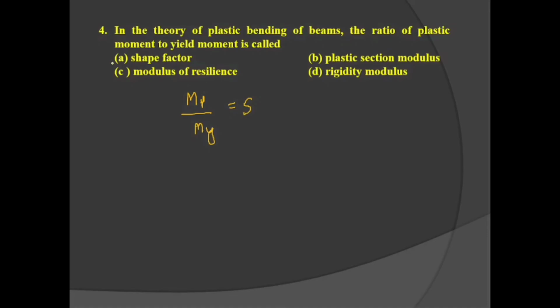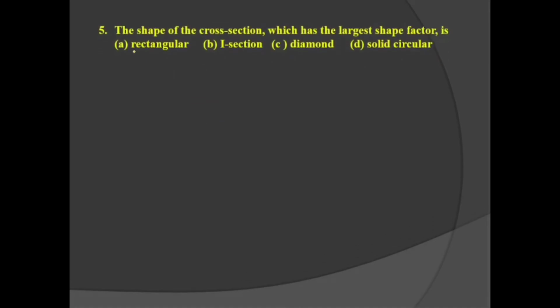Okay, so option A is correct. Now question number 5: the shape of a cross section which has the largest shape factor. The largest shape factor is 2.34 for a triangular section, but the triangular section is not given here. Diamond section is 2.0, solid circular is 1.69, I section is 1.12 to 1.14, and rectangular is 1.50. So option C, the diamond section, is correct.